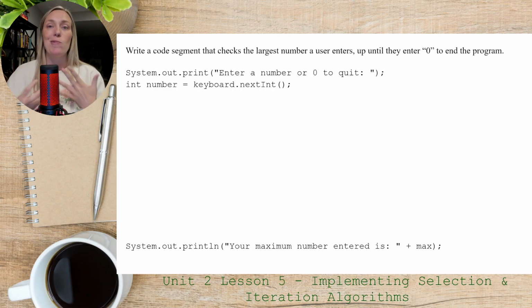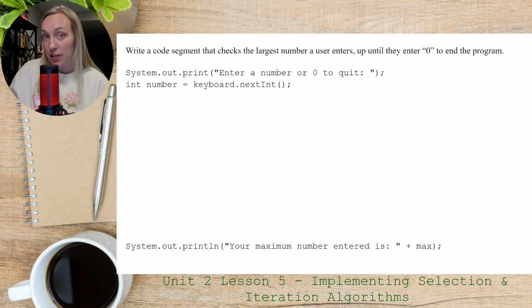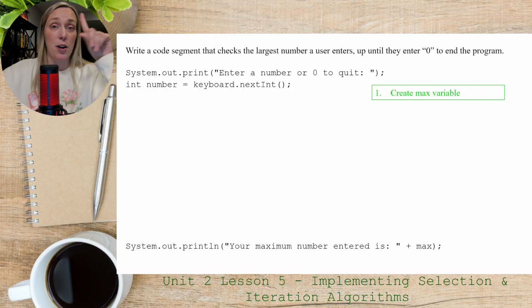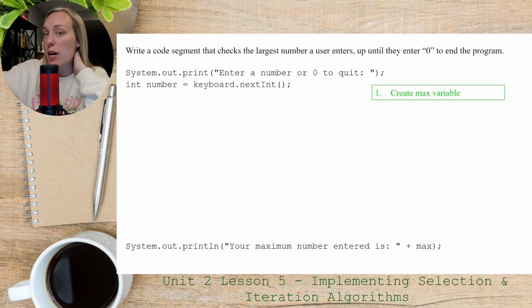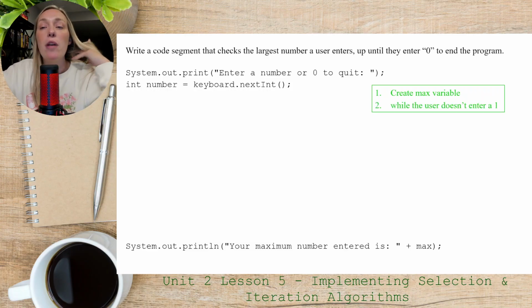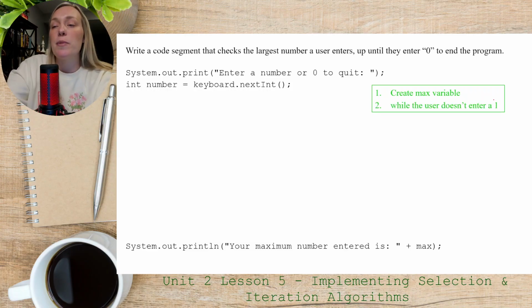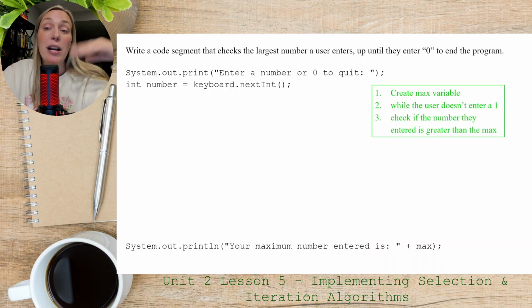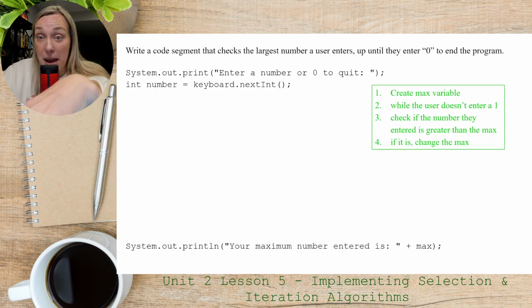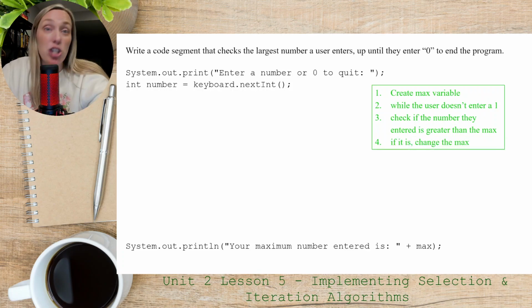And what do we want to do? We want to keep asking them to enter a number, but we want to keep track of the largest number that they enter. So we're going to create a max variable. Here are our steps. Let's write them out first before we start coding. We're going to create a max variable, and while the user doesn't enter a 0, okay, because we're looking for a 0 to quit, we're going to check if the number they entered is greater than the max. Because if it is, we want to change the max, right?